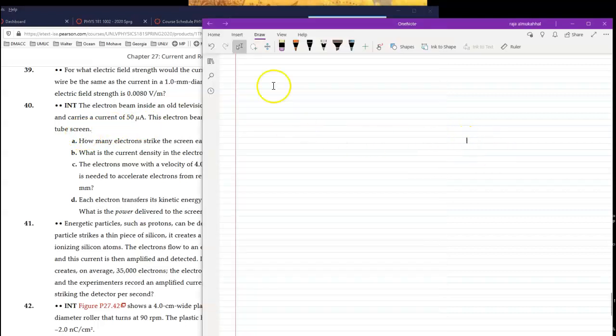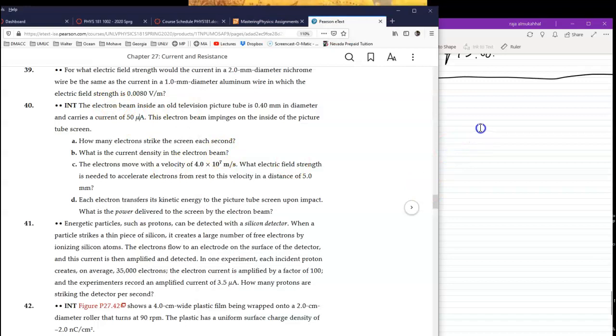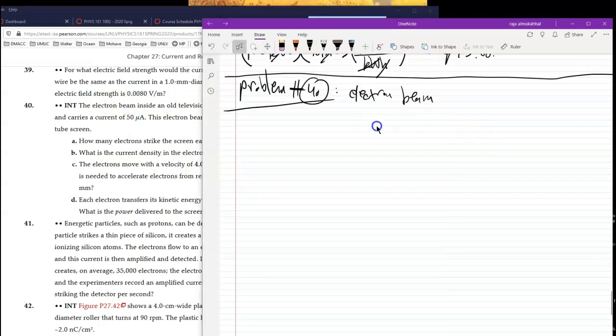Let me write that down, the data. So I have an electron beam, and we have a diameter 2r of, I'm going to read it from my hard copy here, 0.4 millimeter in diameter, and carries a current I equals 50 microamp. This electron beam impinges on the inside of the screen.